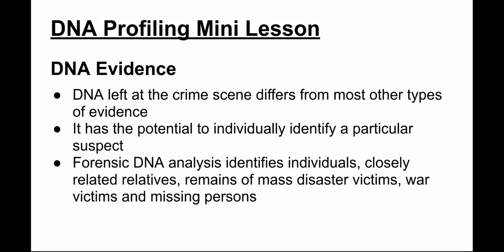This is the mini lesson on DNA profiling. DNA evidence left at a crime scene will differ from most other types of evidence because it has the potential to individually identify a particular suspect. This is similar to when we looked at fingerprint evidence, and we could use fingerprints to identify an individual and not a group of people.